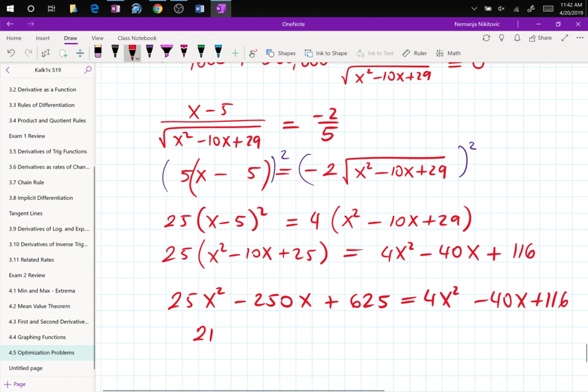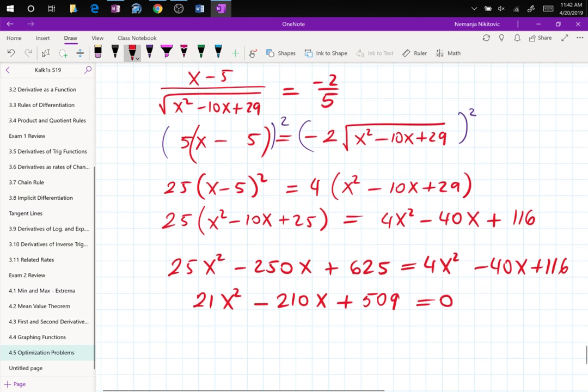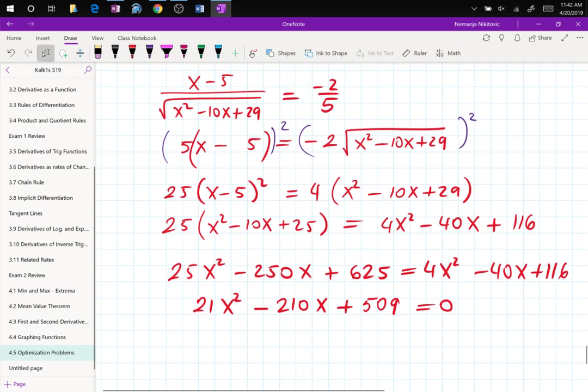So that's 21x squared minus 210x plus, when I subtract, 625 minus 116 is 509. Is it 4 or 9? 5 minus 6 is 9. Yes, 509. Then you go to Wolfram Alpha.